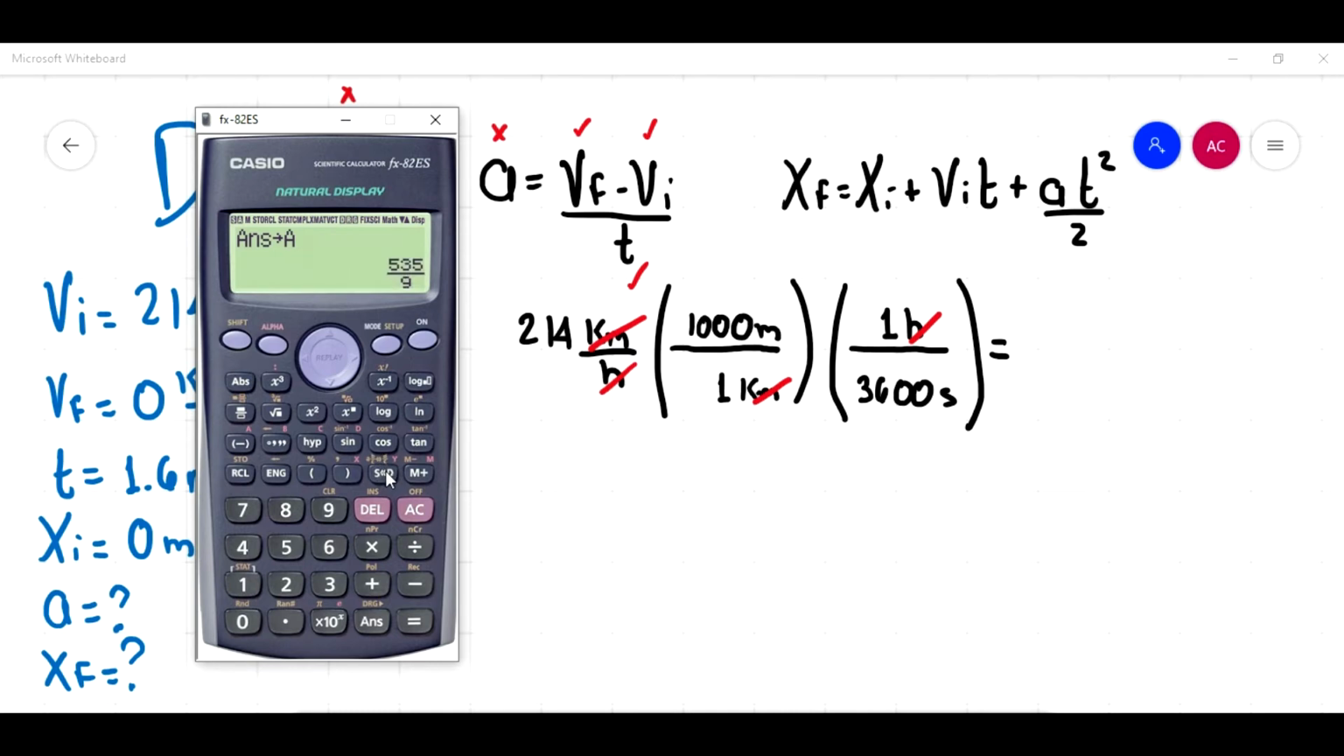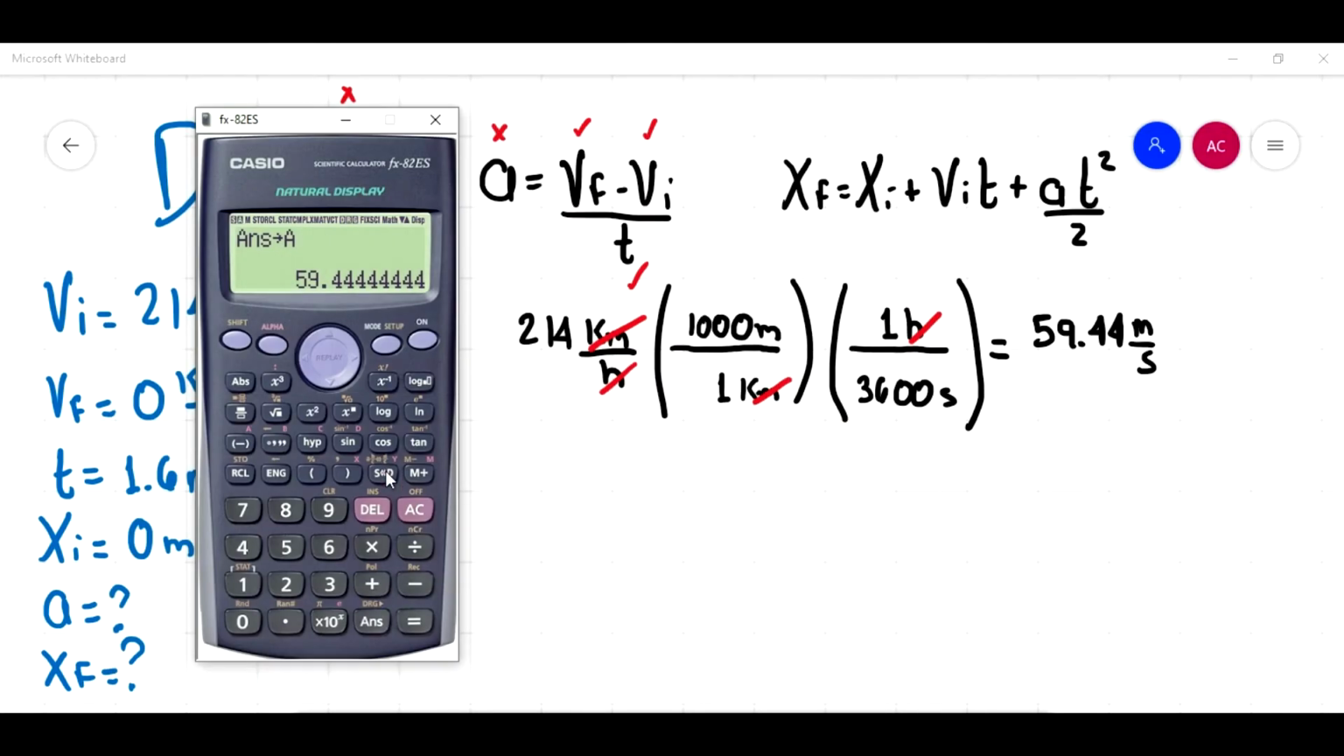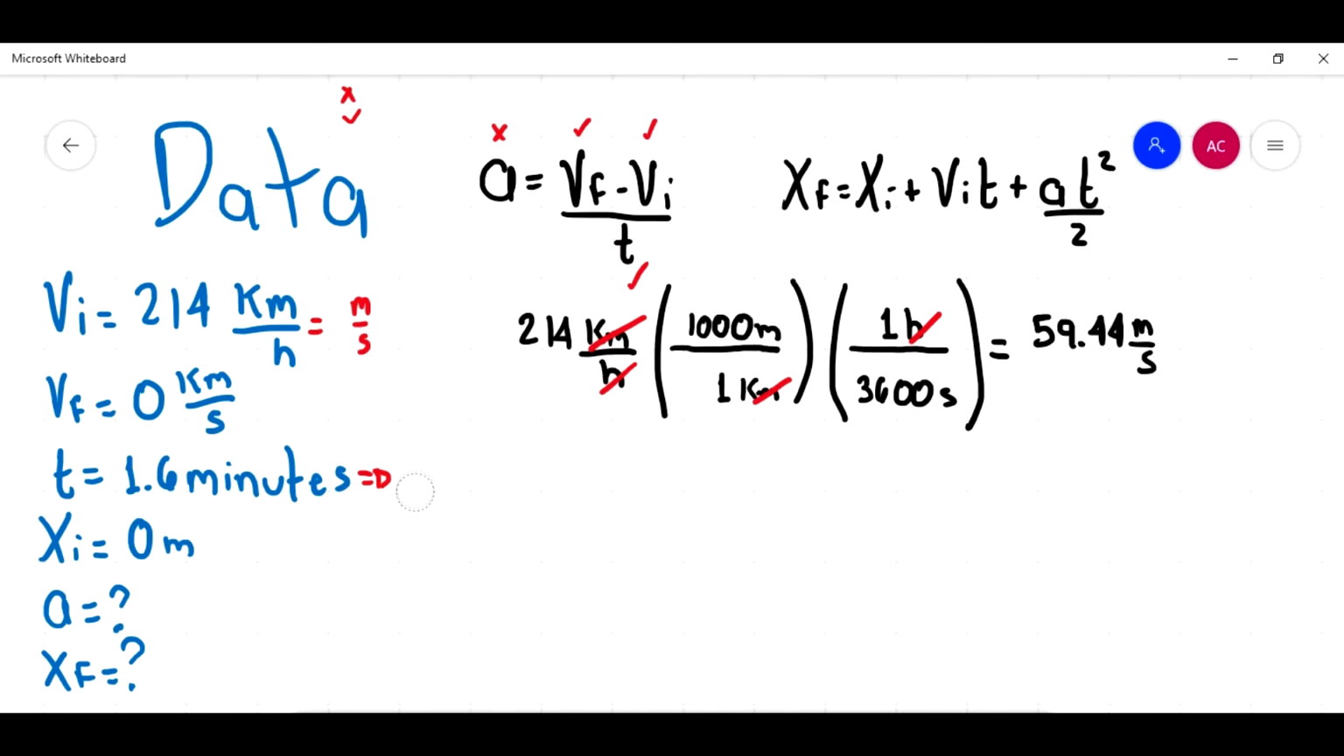Okay, so I'm gonna write this number, 59.44 meters per second. And for 1.6 minutes, I'm just going to multiply by 60 seconds. So it will be 1.6 times 60 seconds equals 96, so this will be 96 seconds. After doing that, now I can use this formula over here. Let's do it with the blue one.